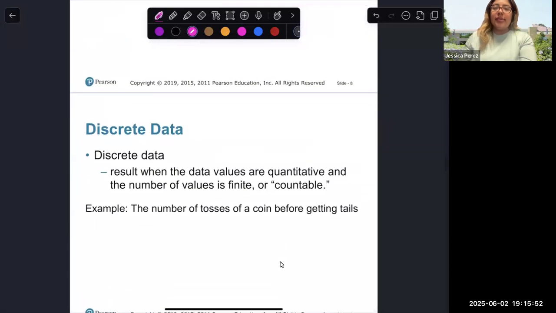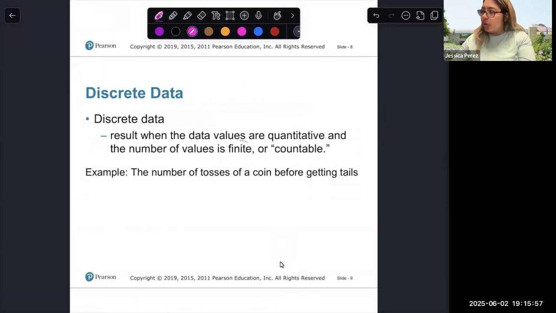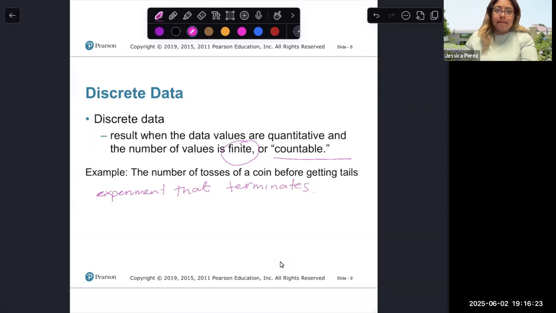Discrete data results when the data values of a quantitative variable are finite or countable. So it reaches up to a number of times, like the number of tosses before getting tails. Let's say I have a coin, I toss it, I might get a head, but eventually I'm going to get a tails. So it's an experiment that terminates. There's going to be data that eventually is going to terminate.